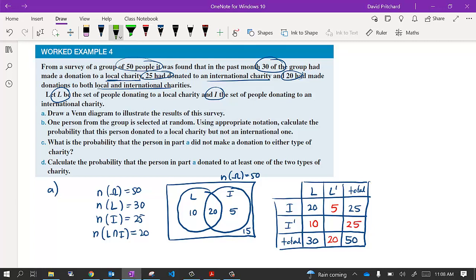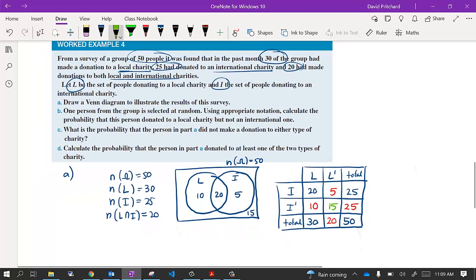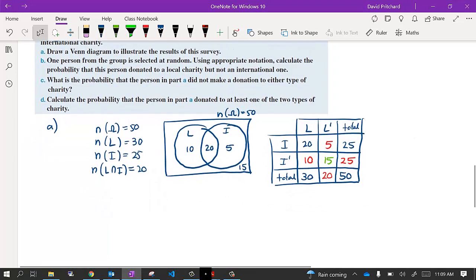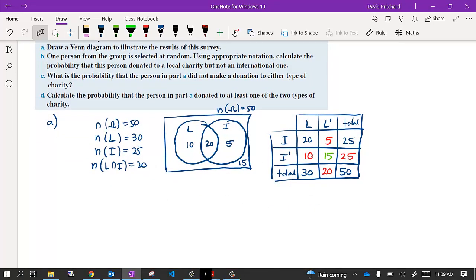Now, the last number to fill in is the not I and not L. So it must add up to 25 and must add up to 20 simultaneously. 15 works in both directions, so that's how we know we haven't made a mistake. 10 plus 15 is 25. 5 plus 15 is 20. All right, so both of these two things give us the same answer. So we've done A, we've drawn the Venn diagram to illustrate the results.